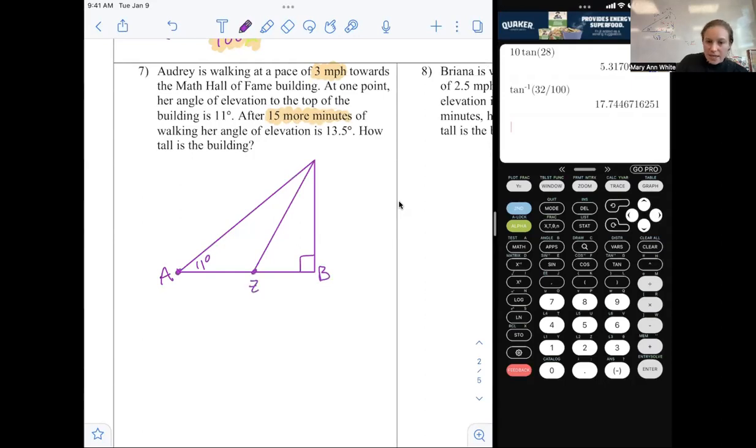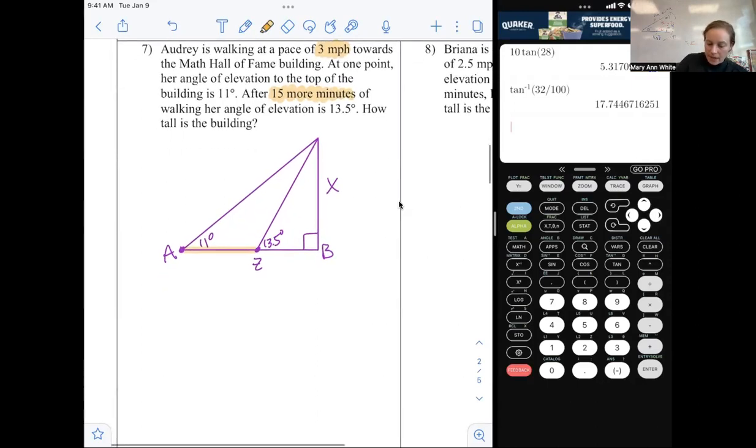I'm just going to call this Z as opposed to A. And her angle of elevation is 13.5. How tall is the building? So I need to know how tall the building is. I actually know this distance right here because of her pace and how long she's walking.